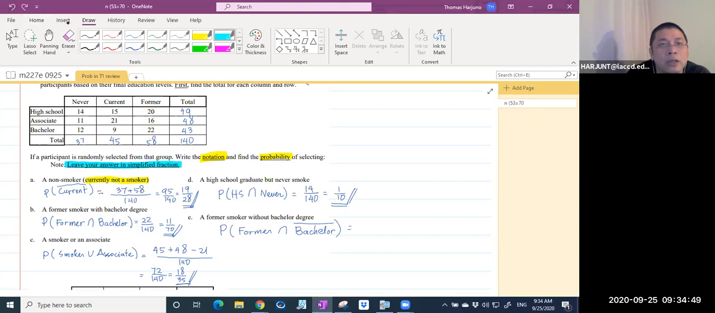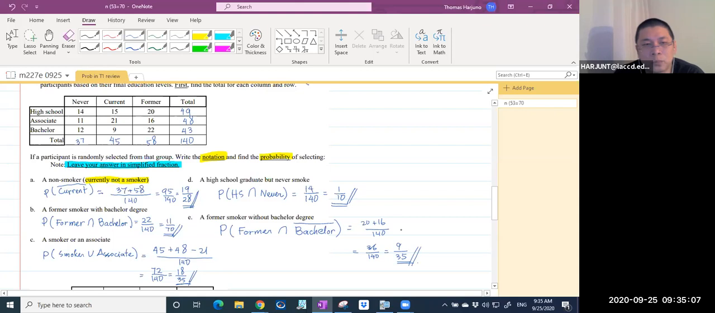So that is 20 plus 16 over 140. That's 36 over 140, reduced by 4, that's 9 over 35. Again, you can just use your calculator to reduce that for you. Okay, let me go on.